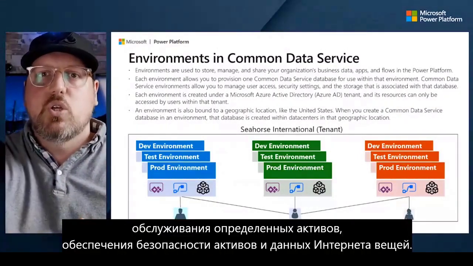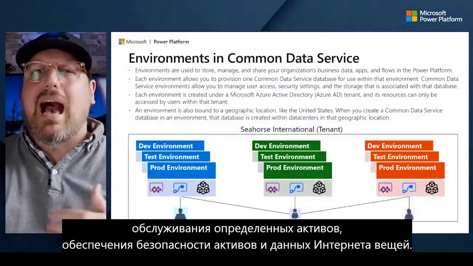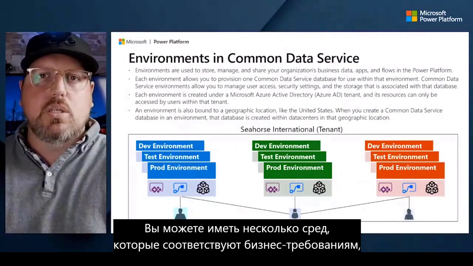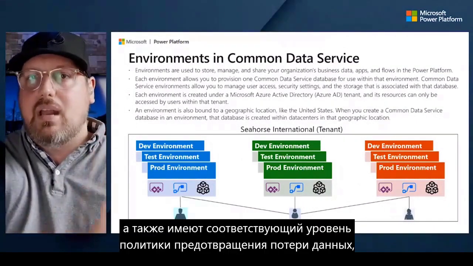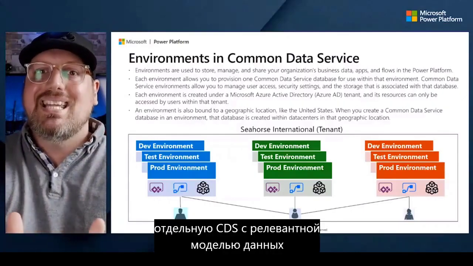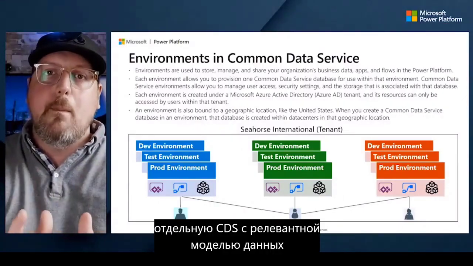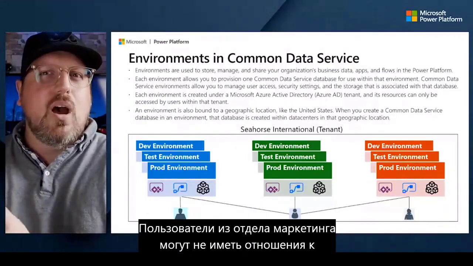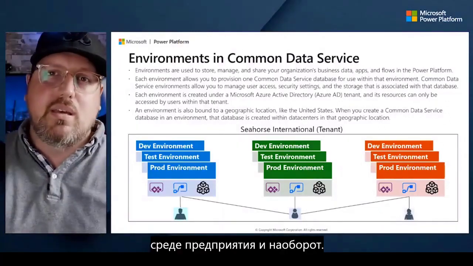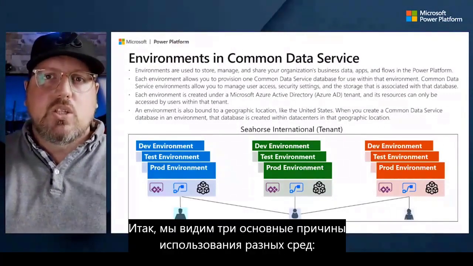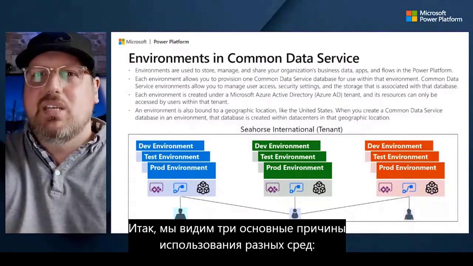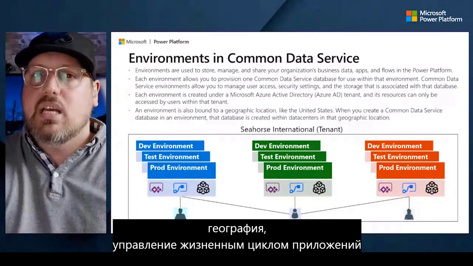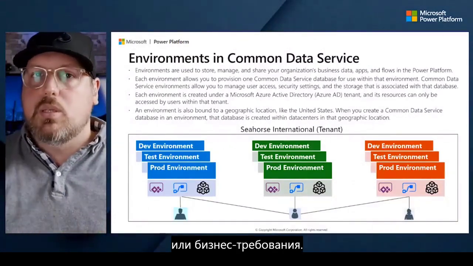to manage health and safety management or employee maintenance of certain assets, asset security, IoT data. So you can have multiple environments to suit those business requirements with the appropriate level of data loss prevention policy, a separate CDS with the data model that is relevant to them, and also only the users that should really be there. So maybe marketing users are not relevant to be in your factory environment and vice versa. So the three main reasons we see people using different environments are geographics, application lifecycle management, or just business requirements.